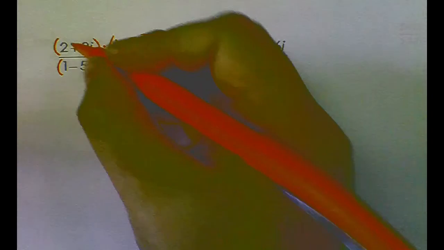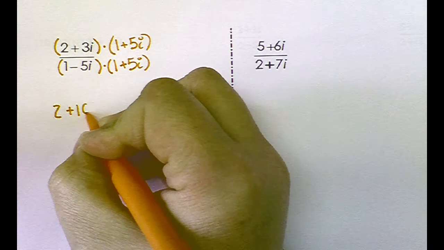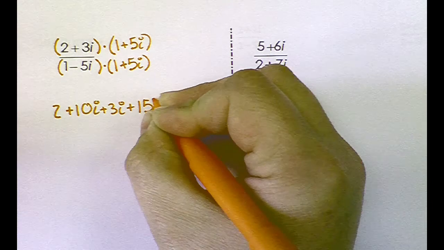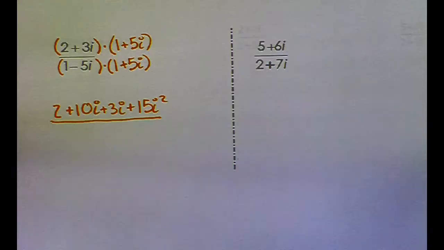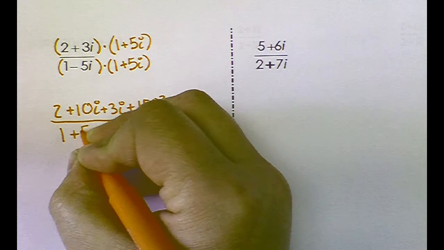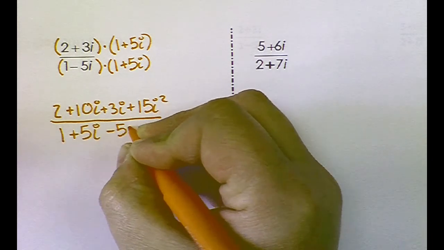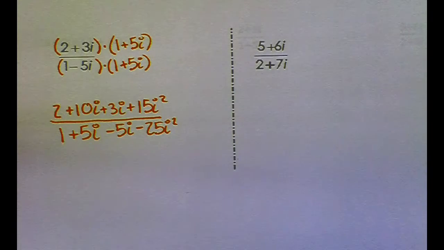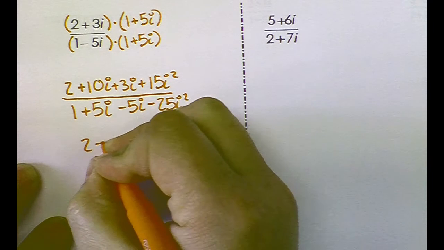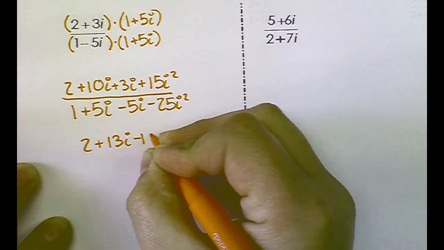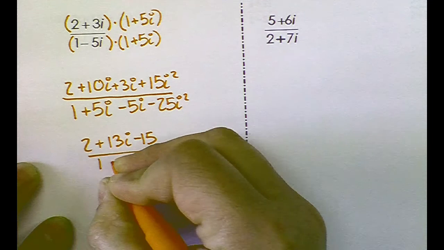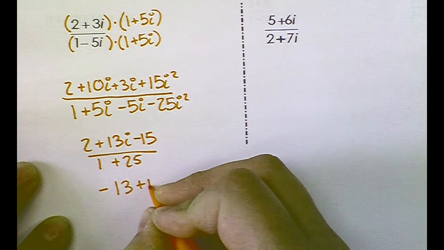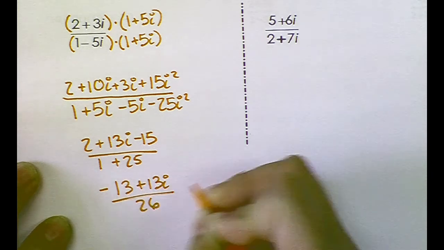In the numerator, we FOIL. 2 times 1, 2 times 5i, 3i times 1, 3i times 5i. In the denominator, we FOIL. 1 times 1, 1 times 5i, negative 5i times 1, negative 5i times 5i. Boom. We simplify. 2 plus 13i minus 15 over 1 plus 25 makes negative 13 plus 13i over 26.